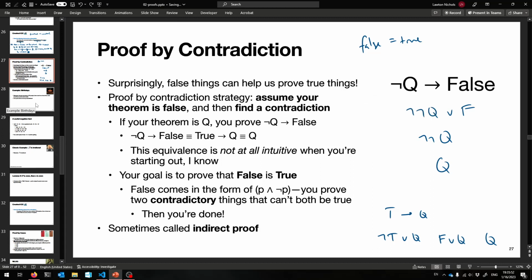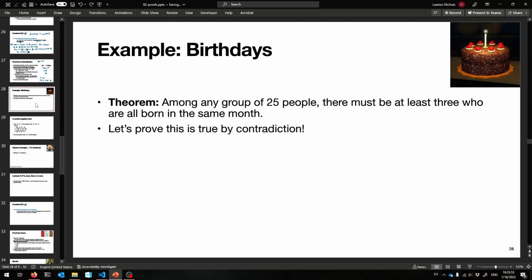All right, let me give you some examples. It's very weird, but it is very, very powerful. Okay? So here's a cute example involving birthdays. There's about 25 people in this class, so let me show you something interesting about that. Among any group of 25 people, so the people in this class and me or something, there must be at least 3 of those people who are all born in the same month. That's kind of weird. Let me show you that this is a true statement. All right, let's prove it by contradiction. And let's see here.